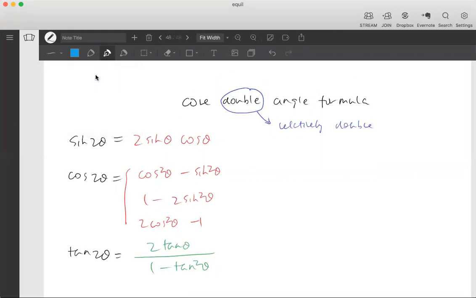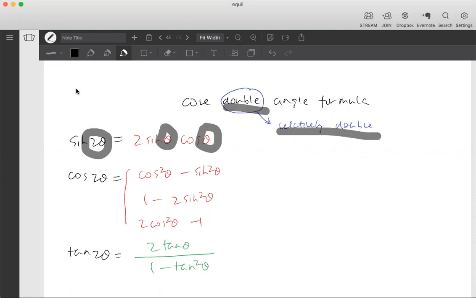For sine 2 theta, it is a double angle formula compared to these theta values. Those are single theta, this is double theta. Therefore, we call it a double angle formula. It is relatively double. So you can also have a double angle formula for just a single sine theta.